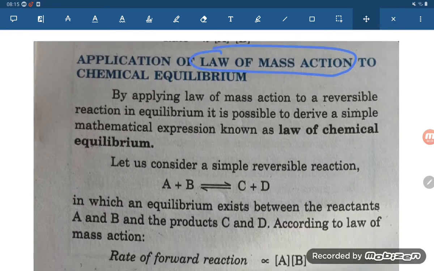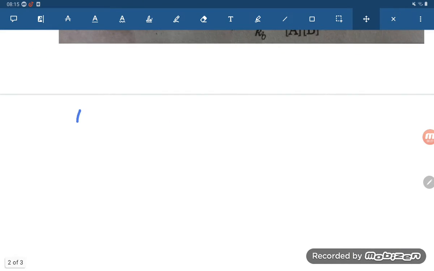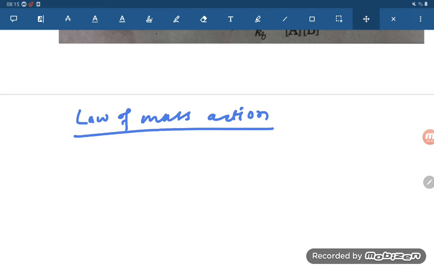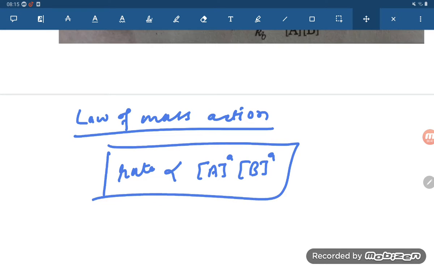So, law of mass action. First of all, you try to understand the law of mass action. They are saying the rate is proportional to the active mass of the reactant raised to the power of their coefficient. That was the law of mass action. If you are writing it, you can remove the proportionality constant and put k, [A] power a and [B] power b. That is what the law of mass action is.